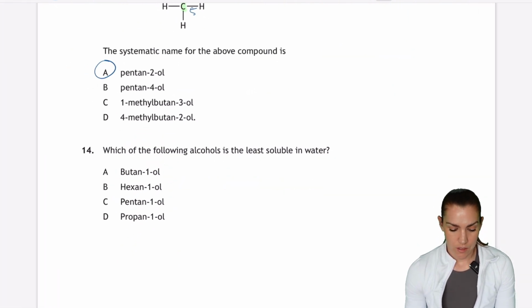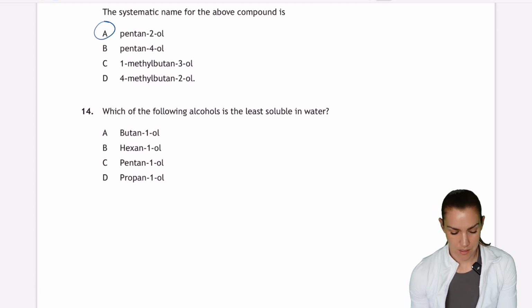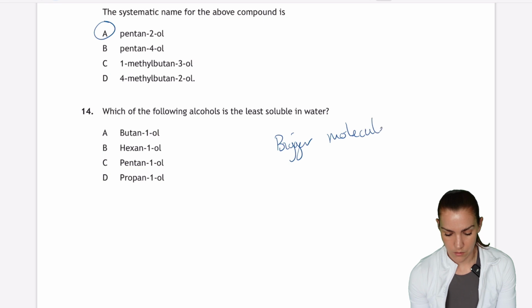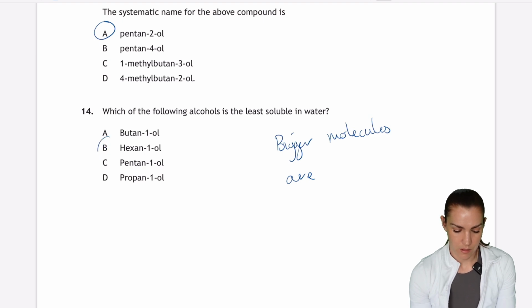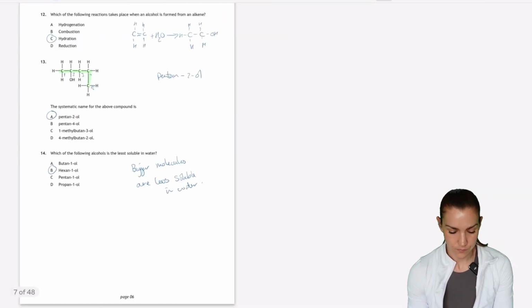Which of the following alcohols is least soluble in water? So molecules get less soluble the bigger they are. So the bigger the molecules get, the less soluble they become. So in terms of which one is the biggest molecule here, we've got hexan-1-ol, which would be the biggest because it's got the most carbons. Okay, so bigger molecules are less soluble in water. That's something worth remembering.